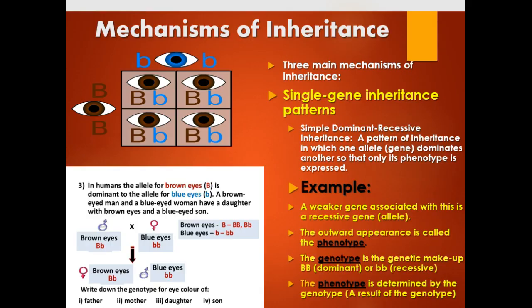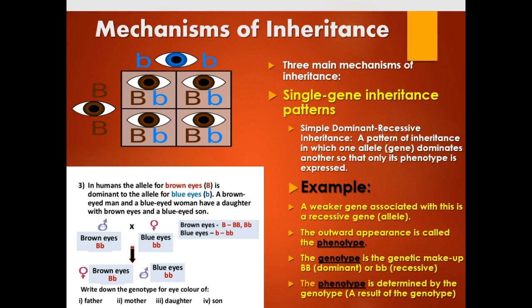Now, what is inheritance? Well, inheritance is where we get those traits. Who do we inherit it from? We get our traits and our characteristics from our parents. And so we talk about mechanisms of inheritance. One of the first types that we talk about is single gene inheritance.